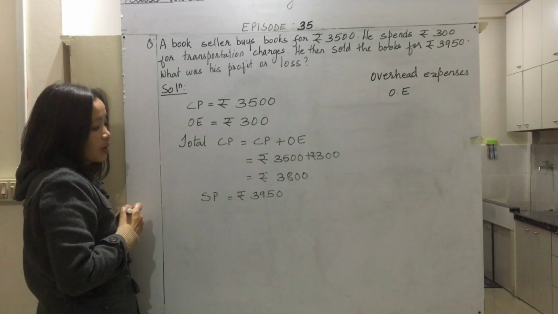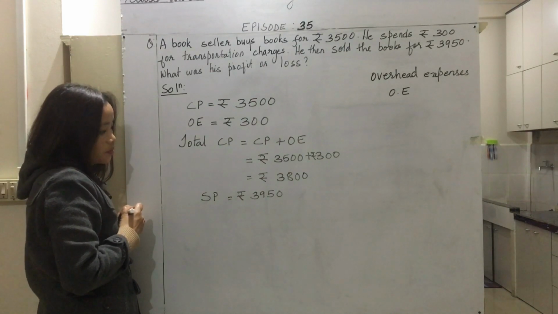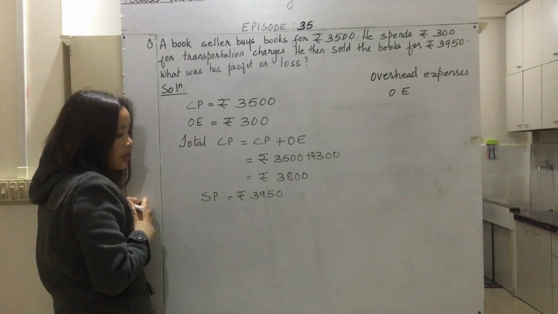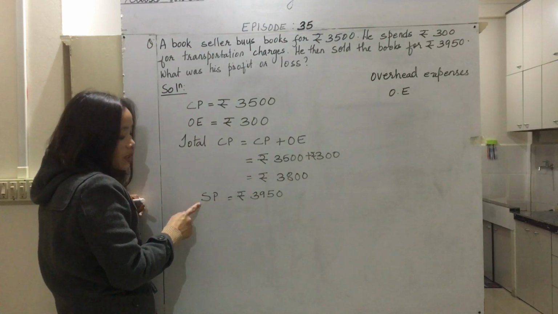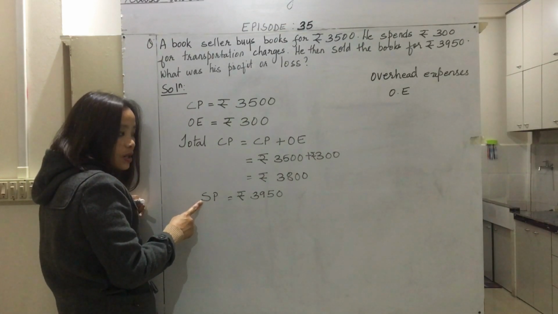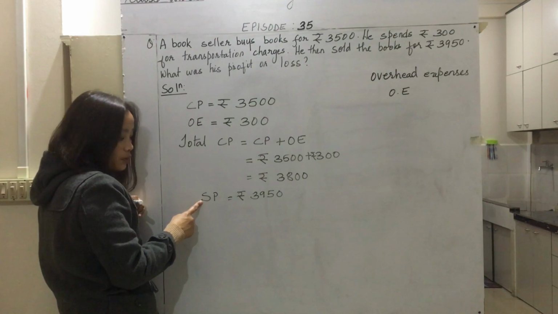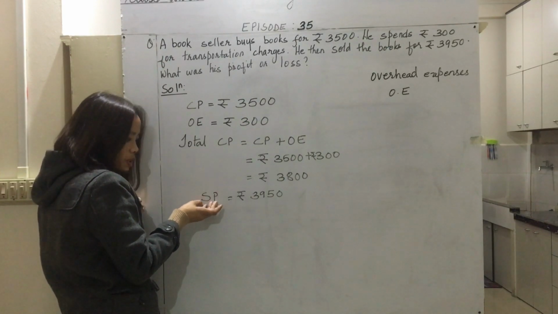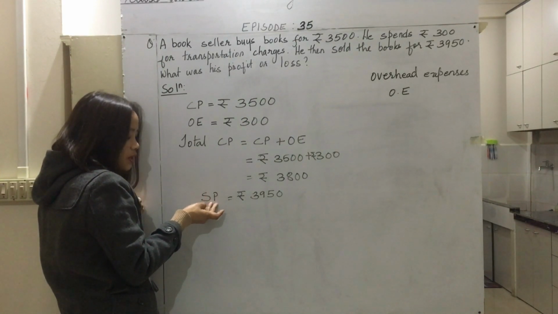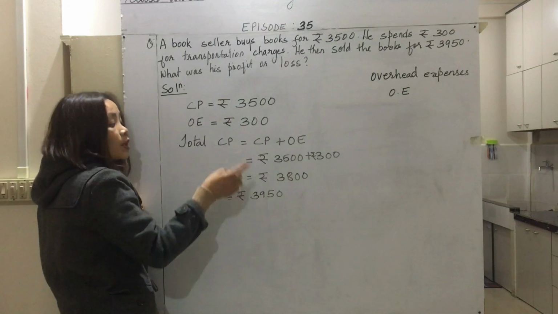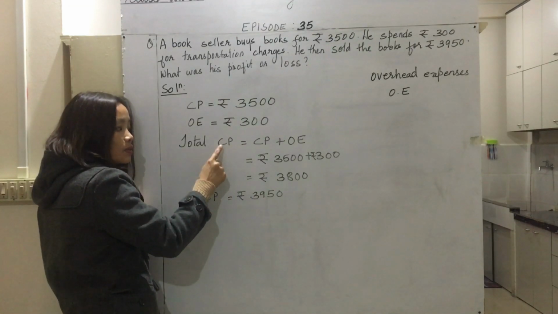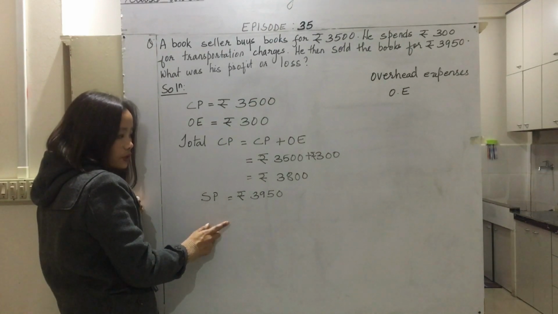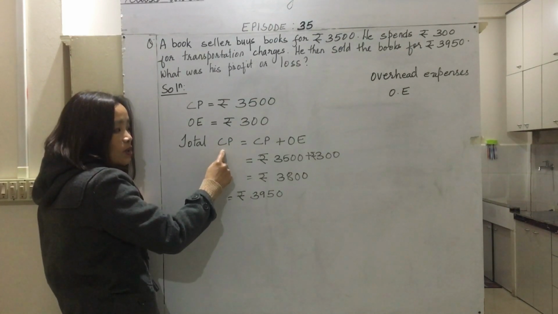We will be comparing the CP and the SP again, right? As we said in the previous classes, when SP is bigger, there will be a profit. I'll repeat, when selling price is bigger, there will be a profit. But when the CP is bigger, there will be a loss.